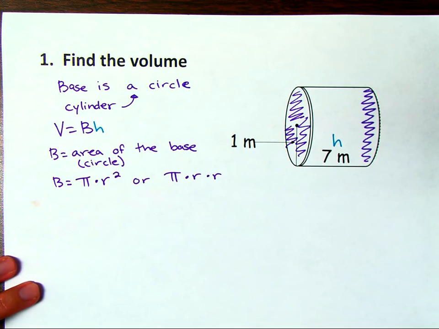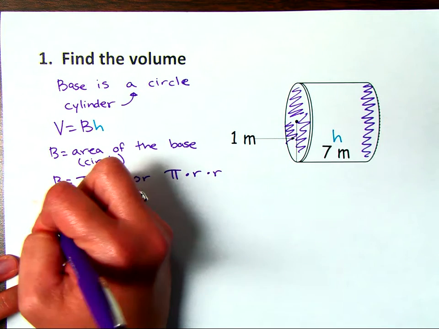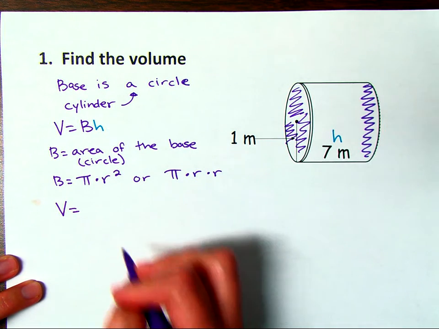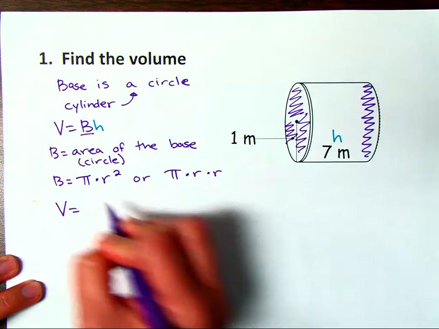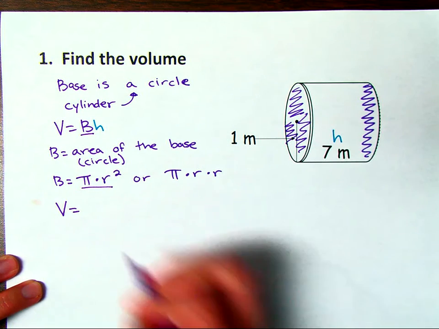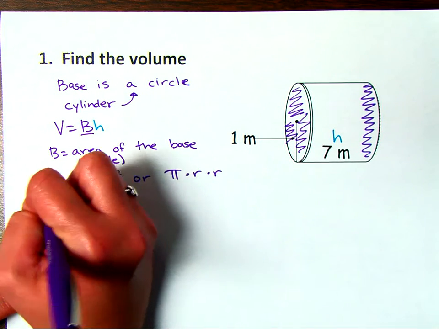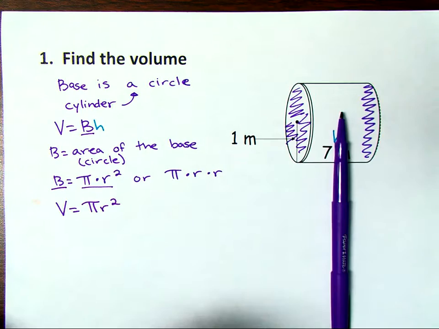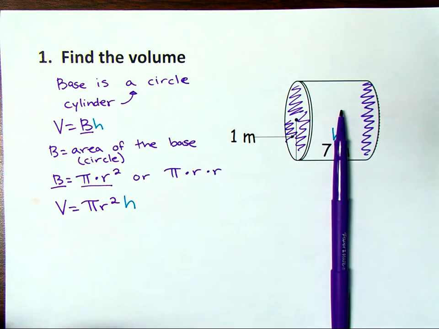Okay. So if we substitute that in, let's go ahead and see what that looks like. That's just kind of chunking it together to see what you got. So we could rewrite this where the area of the base is pi r squared. So I'm going to substitute that in for that area of the base, pi r squared times the height. Okay?